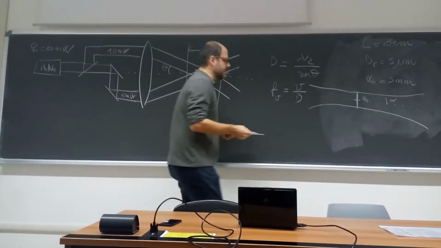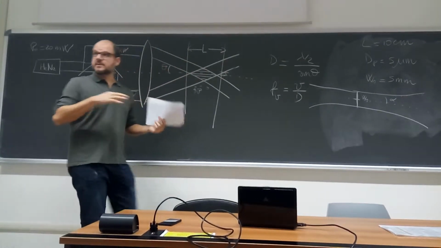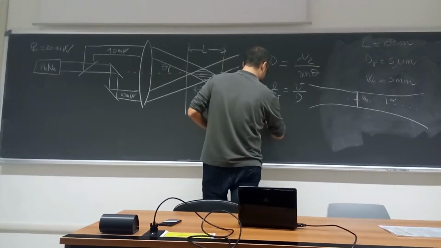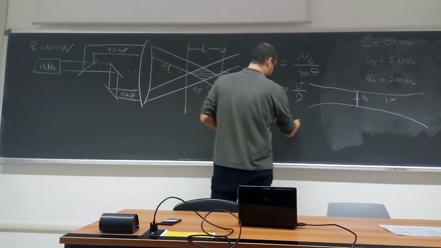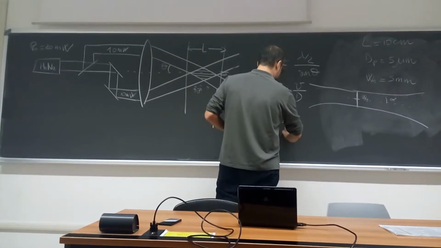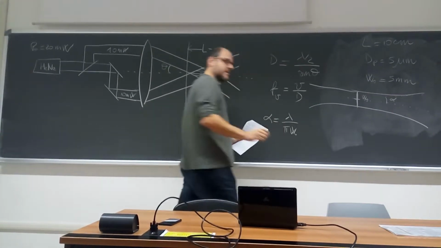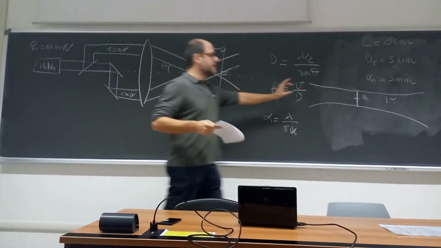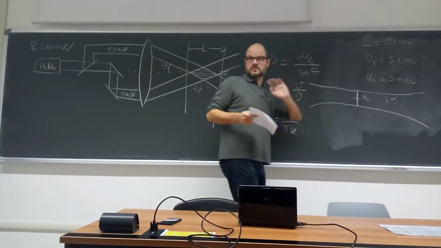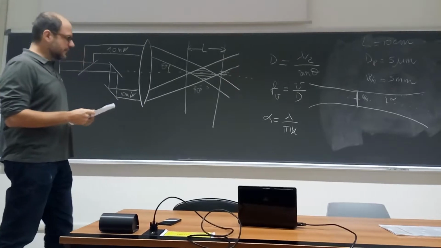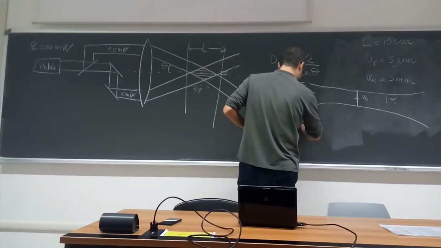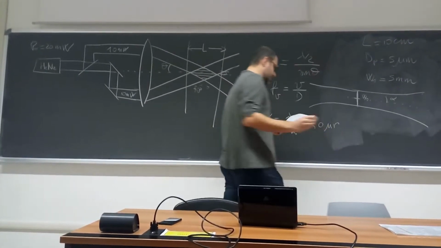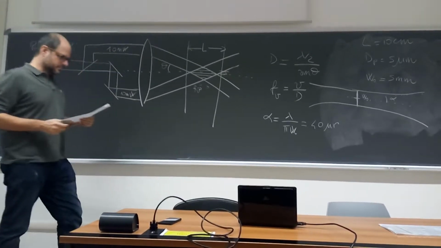Well, this is not difficult. This is not related to the laser Doppler velocimeter. This is true in general. Alpha is always given by the wavelength divided by pi multiplied by the dimension of the beam waist. Remember always that the beam waist is the radius of the beam. In particular, this is given by 40 microradian.